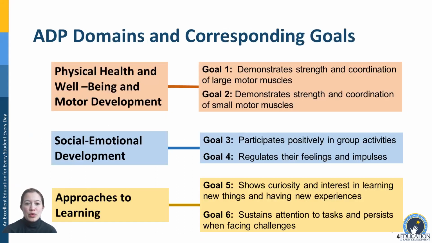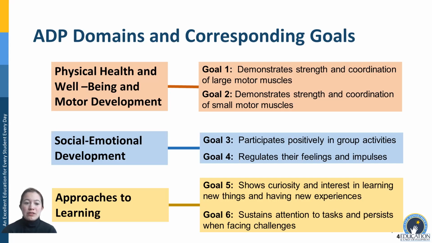The Alaska Developmental Profile is based on Alaska's early learning guidelines, which detail the skills and behaviors that children from birth all the way to school entry should be able to know and do. The ADP is a whole child assessment, so it looks at 5 different developmental domains, including 13 goals specifically in those domains.